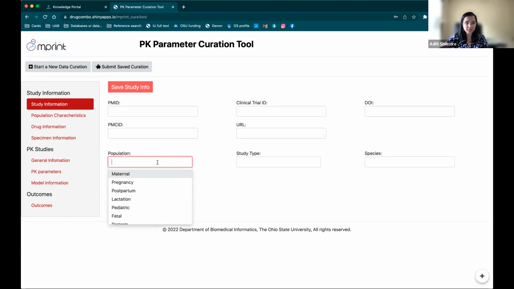So when it came to population, we had options for maternal pregnancy, postpartum lactation, and then the other pediatric related subpopulations as well. And there's an option to choose more than one. So we can choose maternal, pediatric, and say preterm or neonatal, something like that.